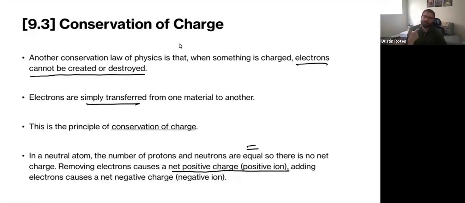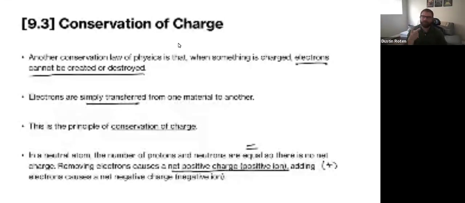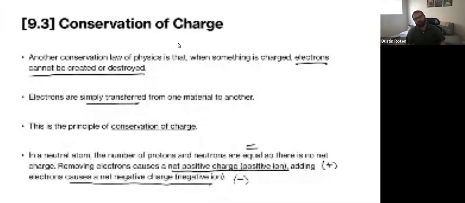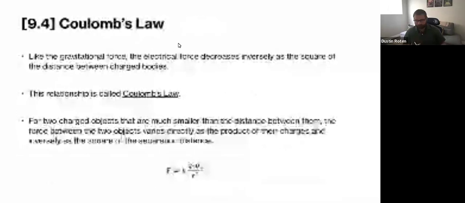If you add extra electrons, so if you had 2 protons in the nucleus, but then for whatever reason you see like 5 electrons in the atom, well, that would be more negative than positive. So you would create a negative ion, so it would have a net negative charge. All right.